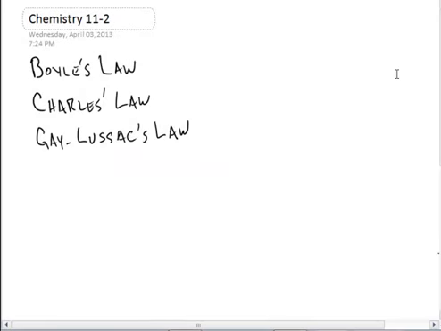This is Chemistry, Chapter 11, Section 2. In this section of our book, we're looking at actually 4 different laws, but only one of those is really important. If you've done your reading, you saw that we have Boyle's Law, Charles' Law, and Gay-Lussac's Law. All 3 of those laws are placed together and combined together in the combined gas law.